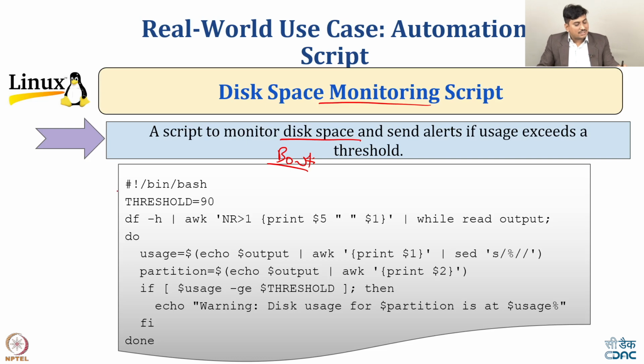So, let us try to understand this program. We have understood how I can declare a variable. Here we have declared one variable and assigned a particular value.